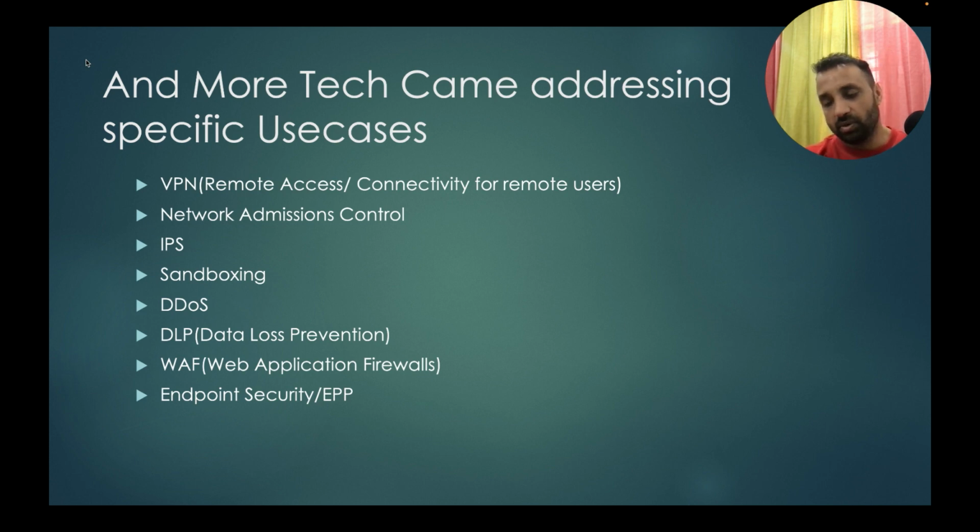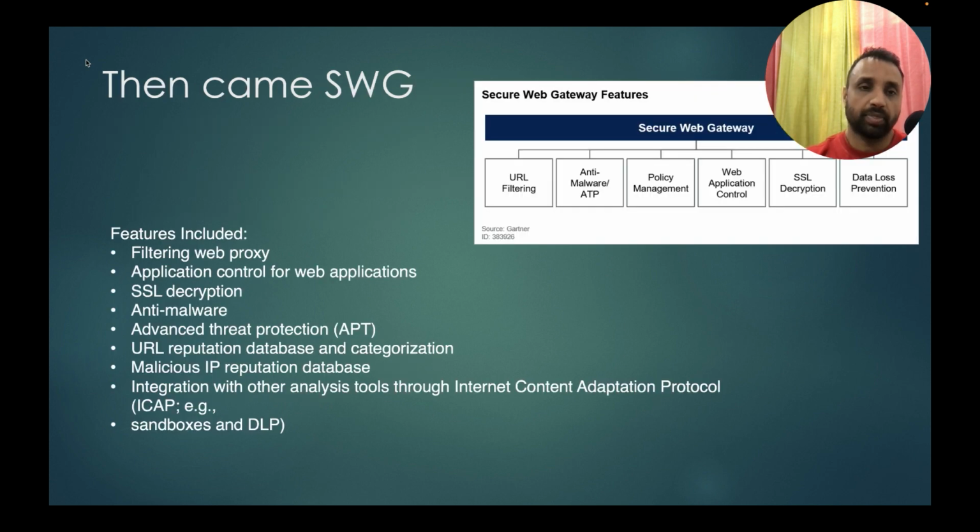Cybersecurity, as I've said in my introduction videos, and I'll put up a link to it, is that there are around 5 to 6 thousand companies in cybersecurity across 15 domains, maybe 20, not more than that, and they're trying to solve the same problems using their own approaches. Then, as the world evolved, SWG or Secure Web Gateway came in.